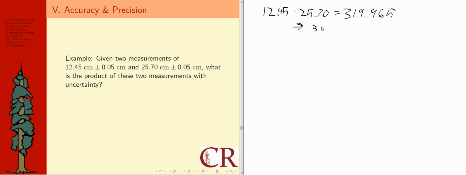Now recognize, since I'm multiplying these two measurements, these could be like a length and a width, right? And maybe I'm finding the area of whatever this is. So in other words, unit-wise, the unit on this would be a unit of area, which would be a centimeter squared. So that's what I've got so far. But now I want it with uncertainty.